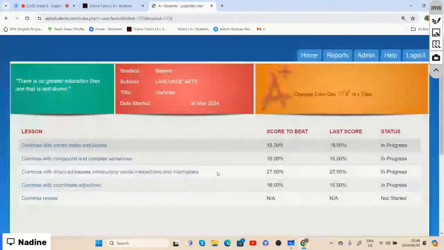We basically went over commas with direct addresses, introductory words, interjections, and interrupters. We said that we separate words with a comma, right, to complete a sentence. Words like even, for example, oh, or oh no, or yes or no, we add a comma thereafter, and then the complete rest of our sentences, right? And we also went over commas with coordinate adjectives, which we made mention of.